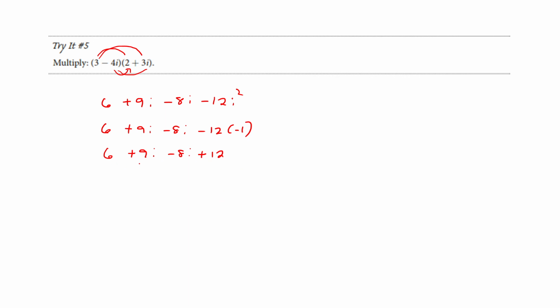Okay, now let's combine like terms. We're going to put the real parts together. We get 18. Put the imaginary parts together. I'm just going to write it as i. So we'd have 1i. And there's our answer.